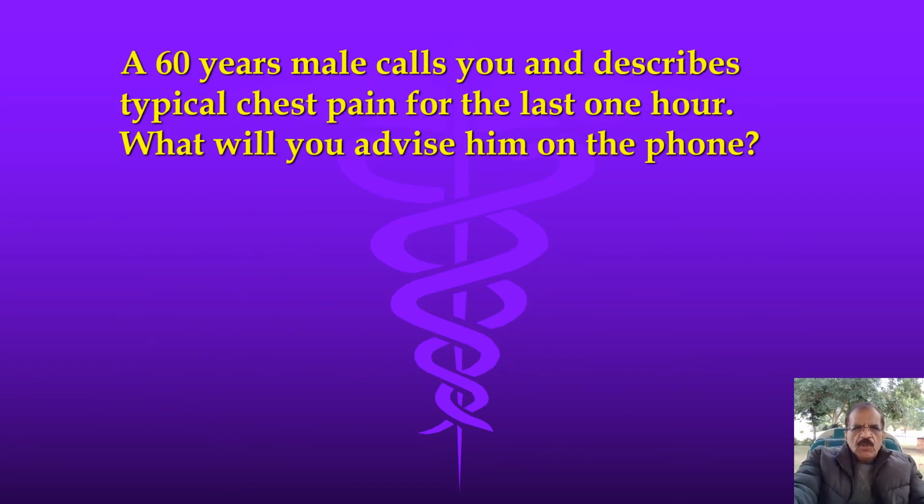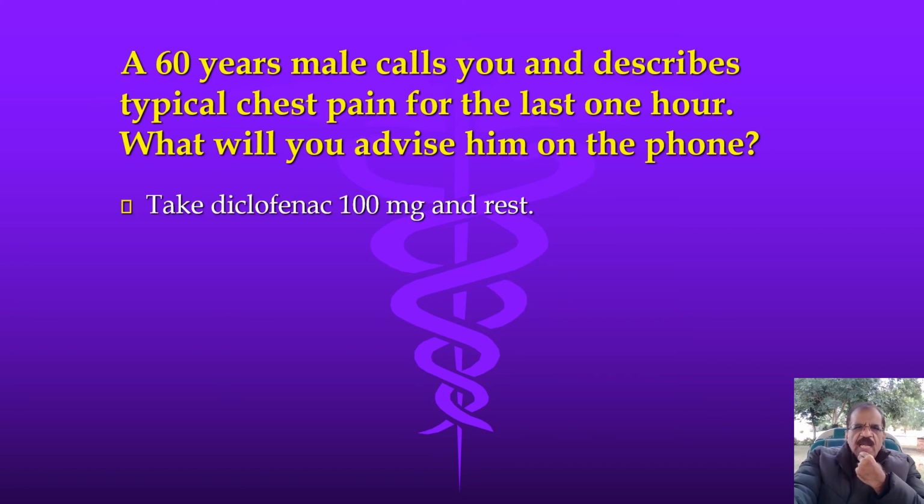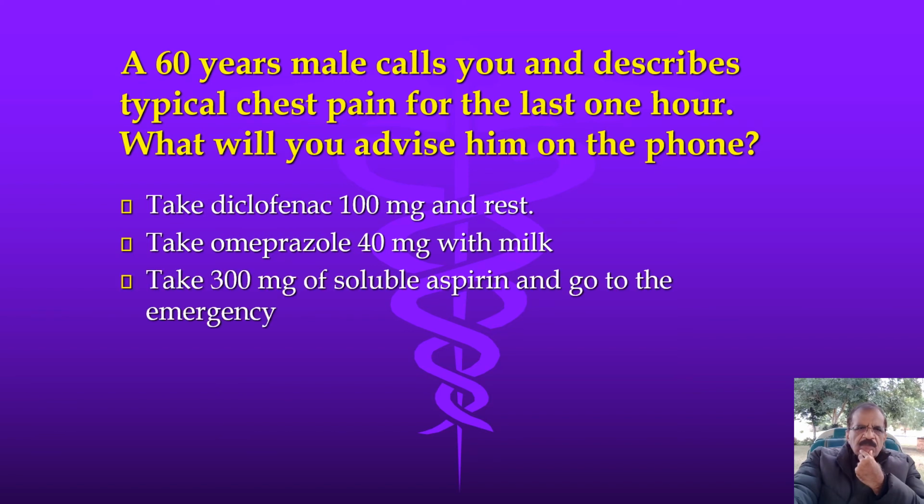A 60 years old male calls you and describes typical chest pain for the last 1 hour, typical of ischemic heart disease. And what will you advise him on the phone? Take diclofenac sodium 100 milligram and take rest. Take omeprazole 40 milligram with milk. Take 300 milligram of soluble aspirin and go to the emergency. Don't worry and go to sleep. Go to sleep.